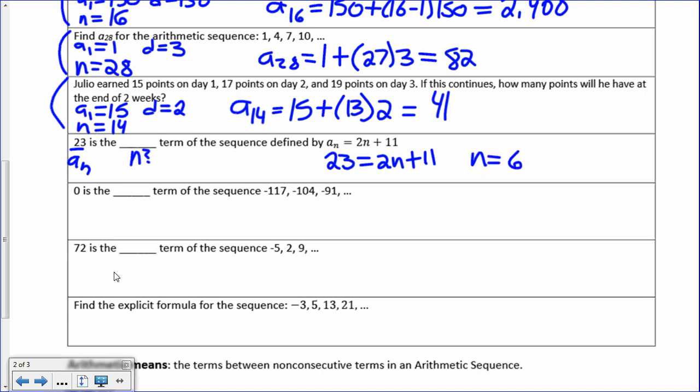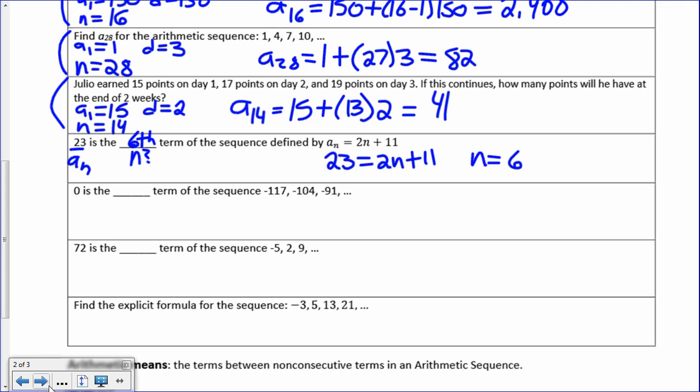So 23 is the 6th term of the sequence. That's how you solve backwards. The number that they give you here is a sub n. They're telling you where you go in the sequence and stop, and then you have to think how far did you have to go in the sequence to get to that number. You're solving for n in that situation.